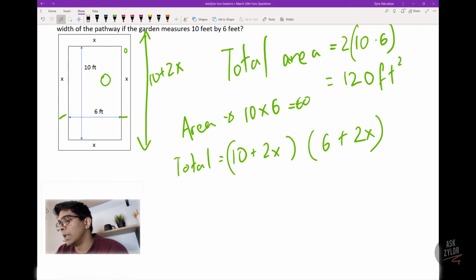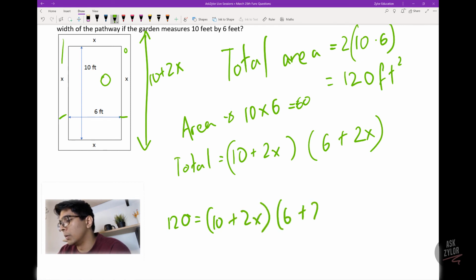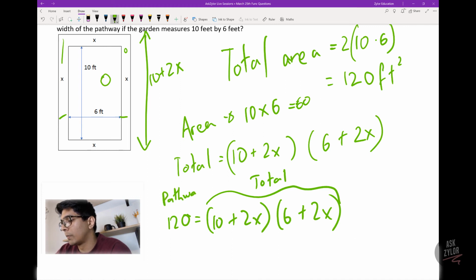So if I were to find just the area of the pathway, I know it's 120, right? But another way to find it is the total minus the inside, right? So I'm going to do 10 plus 2x, 6 plus 2x, and this is going to give me my total, and this is just pathway, but I know my pathway is going to be my total minus the inside, so my inside again is going to be 60. So my pathway is only 60 as well.